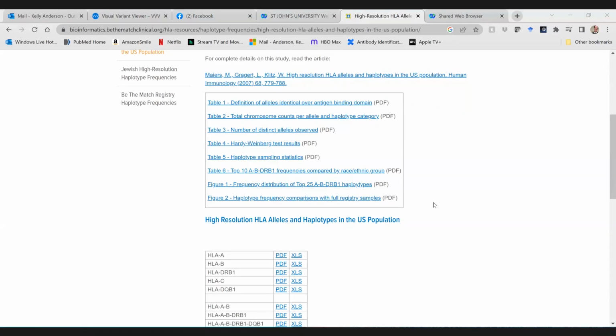We wouldn't. Once something is clinically relevant enough that doctors would order that, then they would order whatever, like B27 or B57, and then we would just say positive or negative. Okay.